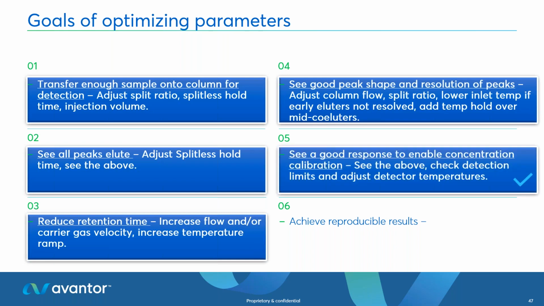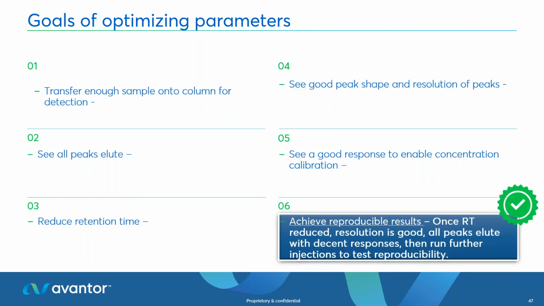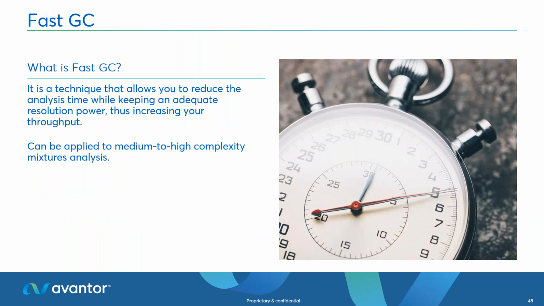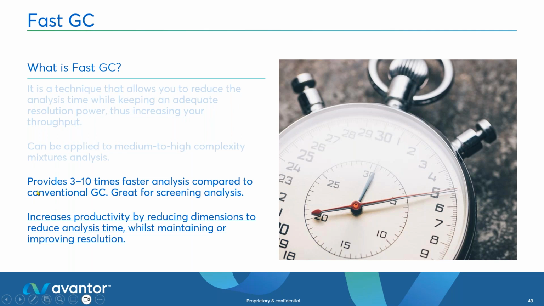We want to see a good response to enable concentration calibration. And then once we've got this method established, we can start to move on to ensuring it's reproducible and then moving it on for validation. So with FastGC, this allows you to run methods from a standard column dimension in smaller dimensions and reduce the retention time. So you can apply it to medium to high complexity mixtures. Great for screening analysis. And then you can maintain similar retention and elution order as well, which is really beneficial.